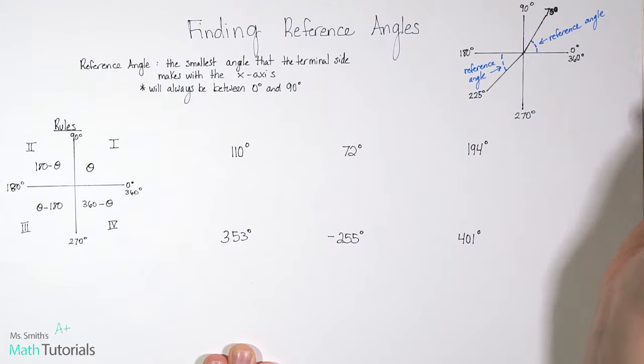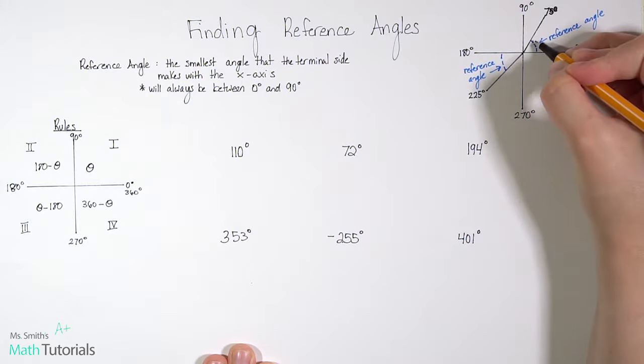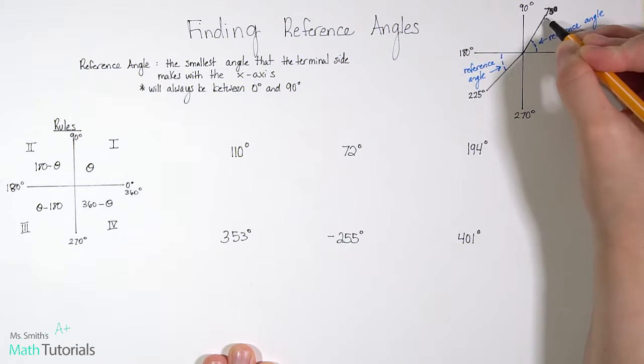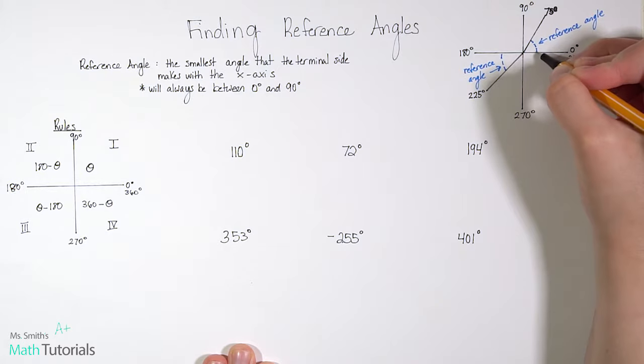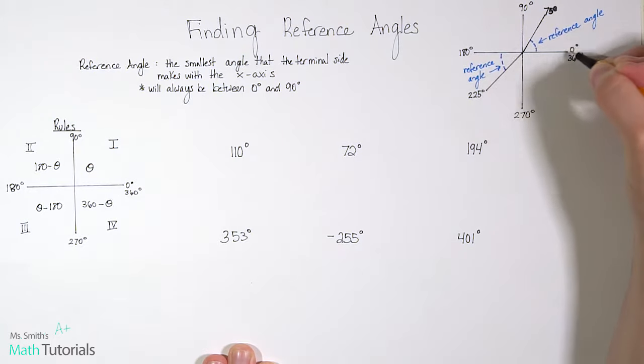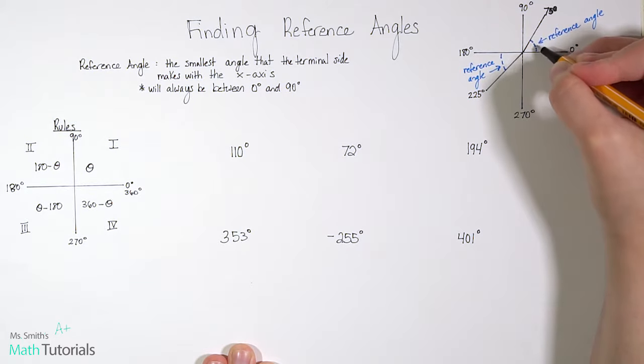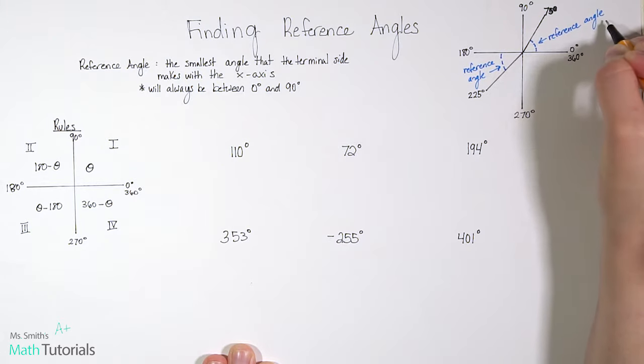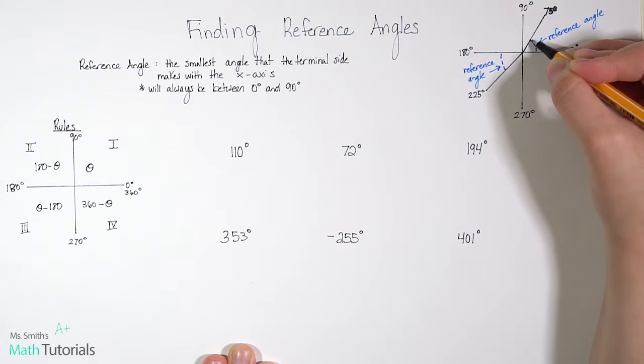So I've drawn 75 degrees here. A reference angle would be the shortest distance from that terminal side, so the side we're talking about, and the x-axis, which is right here. So in this case, that little blue arc, that angle, that's the reference angle. It's the shortest distance from that angle to the x-axis.